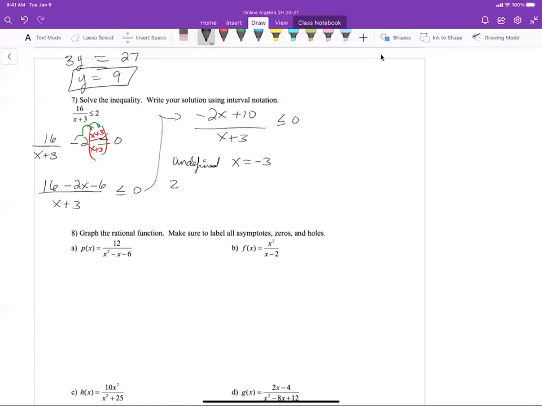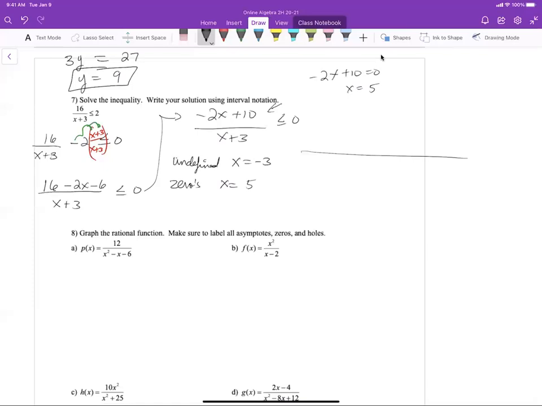Where do I have zeros or intercepts? Well, that's when the numerator is equal to 0. Where is the numerator equal to 0? Negative 2x plus 10 is equal to 0 when x is equal to a positive 5. So you would subtract 10 from both sides, divide by negative 2. So that happens when x is equal to positive 5.